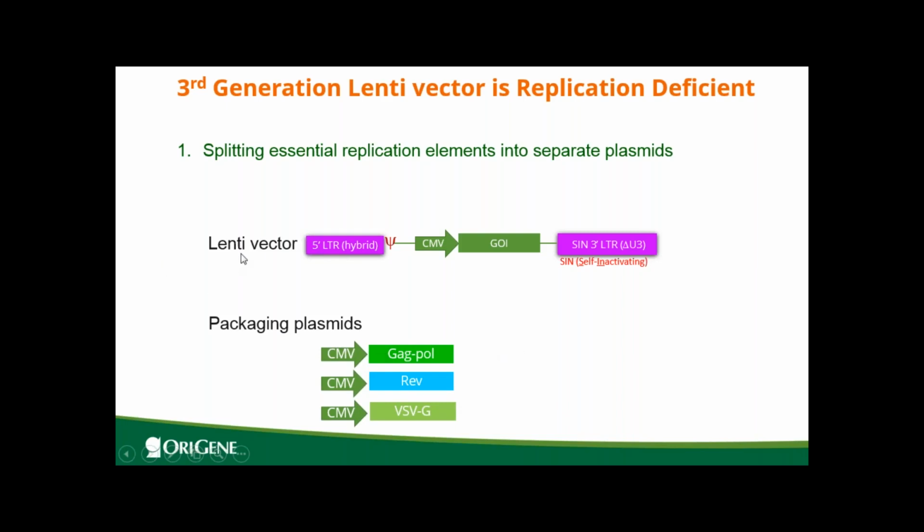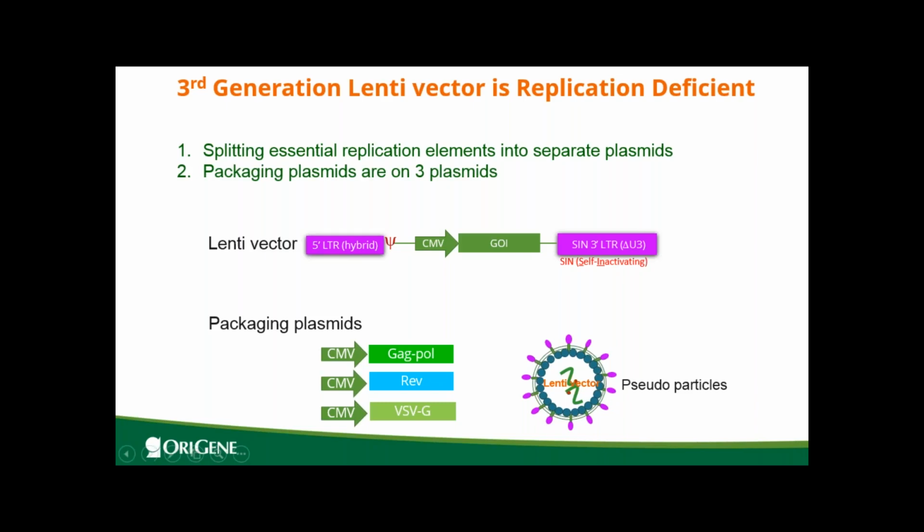When the lenti-vector and the packaging plasmid are co-transfected together into cells, the packaging plasmid will provide the viral proteins to package this lenti-vector into pseudoparticles. Only the lenti-vector containing the LTRs and packaging signal is packaged into the viral particles. The packaging plasmids are not. So that's why it's very safe.